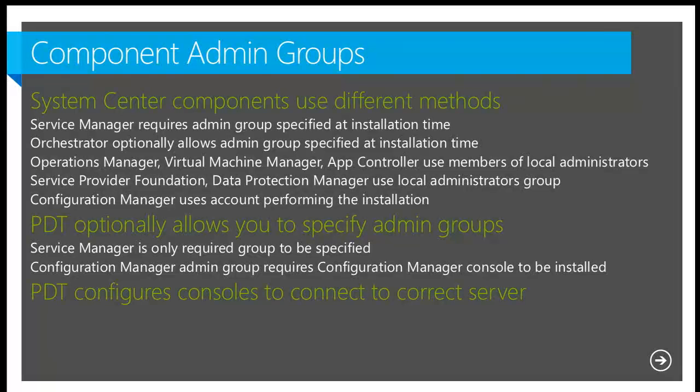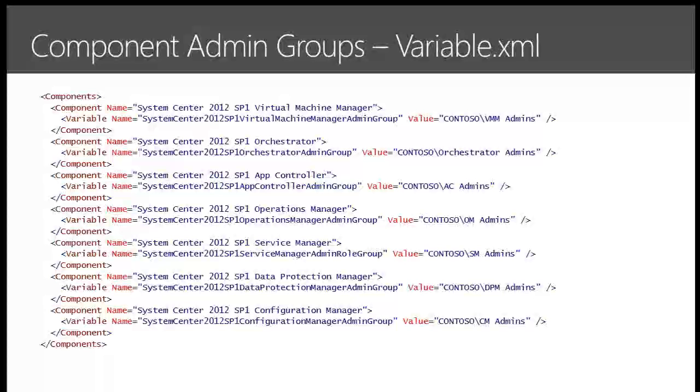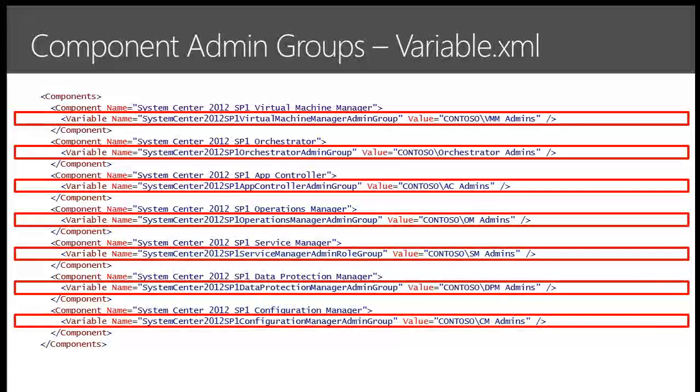One better than that though, it also configures the console to connect to the right server. Because we're doing a complete distributed deployment, I'm installing my Operations Manager management server and my Operations Manager console on potentially two different systems. Well, I know which it should connect to, so I automatically configure the console to connect to the right thing. So you don't have to add it as a second step. This is really here just for reference. These are the variables that you put in the variable file to specify the group. They are optional. You don't have to include them with the exception of Service Manager.